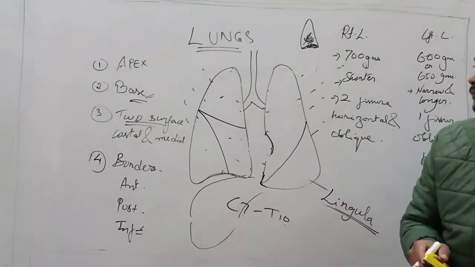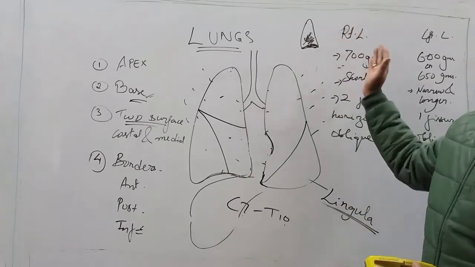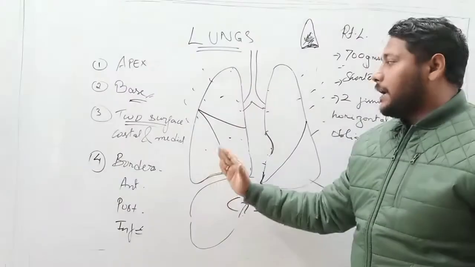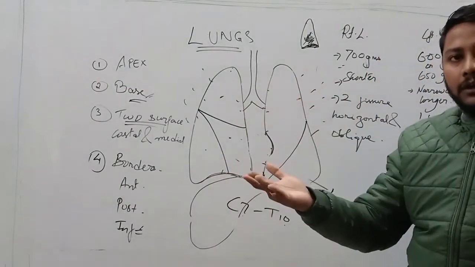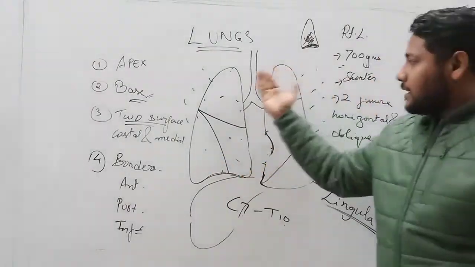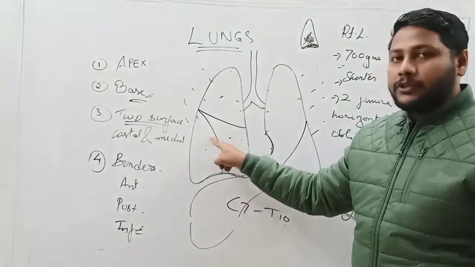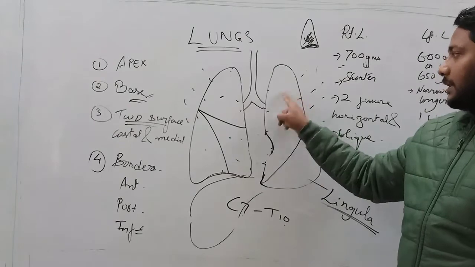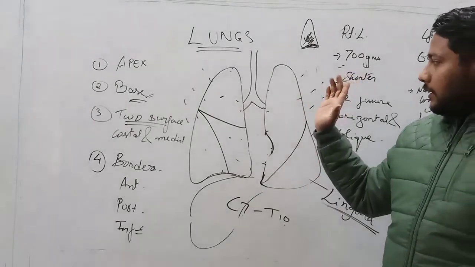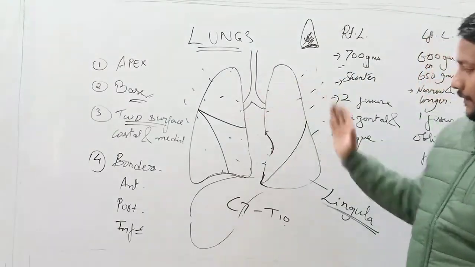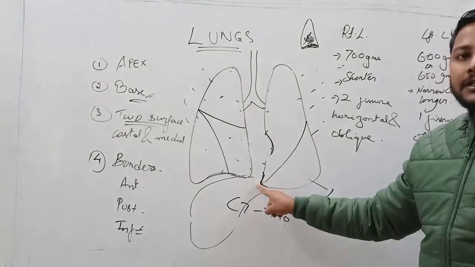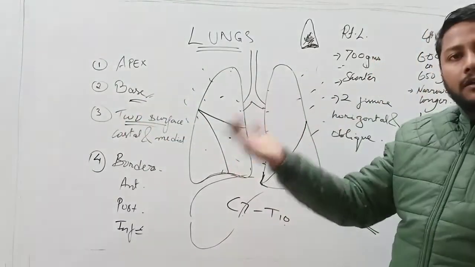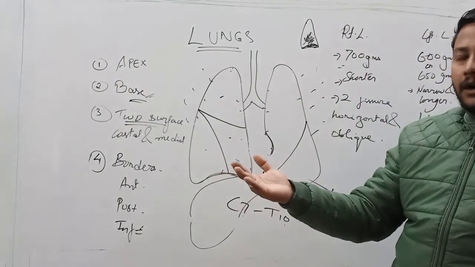Grossly, if we talk, the right lung is 700 grams, the left lung 600 grams. The right lung is shorter and heavier. The left lung is longer and narrower. The right lung consists of two fissures, which means it has three lobes. The left lung consists of only one fissure, which means it has two lobes. The left lung has a small structure known as lingula, which corresponds to the middle lobe of the right lung.